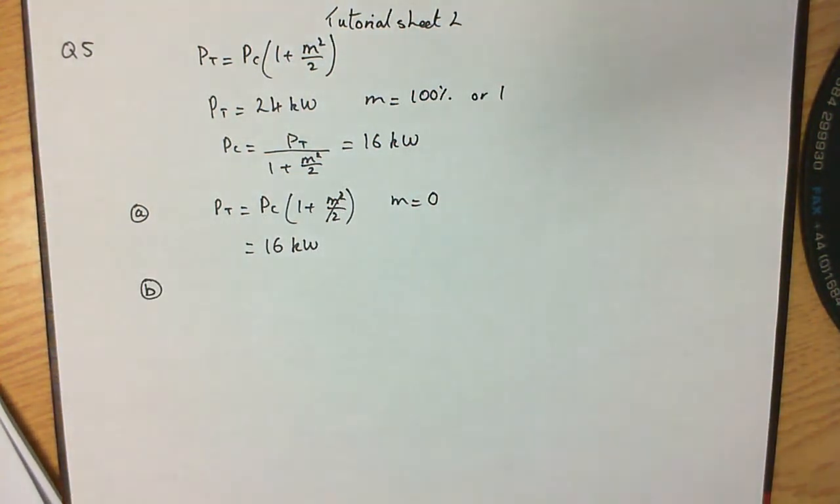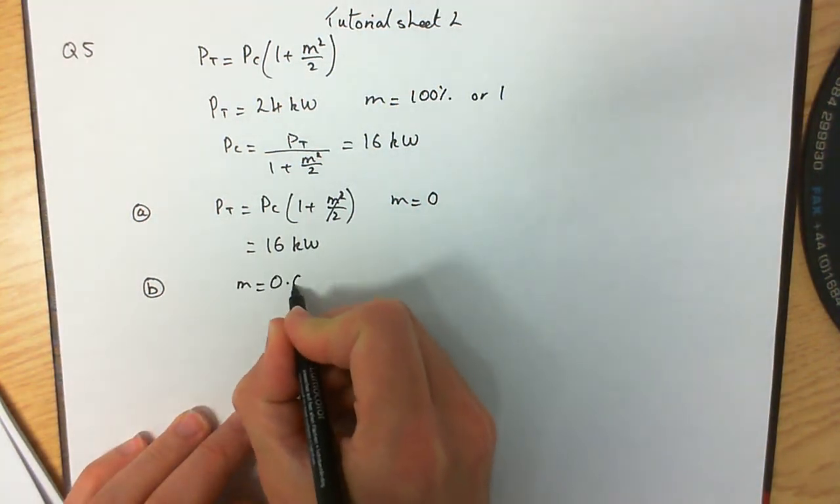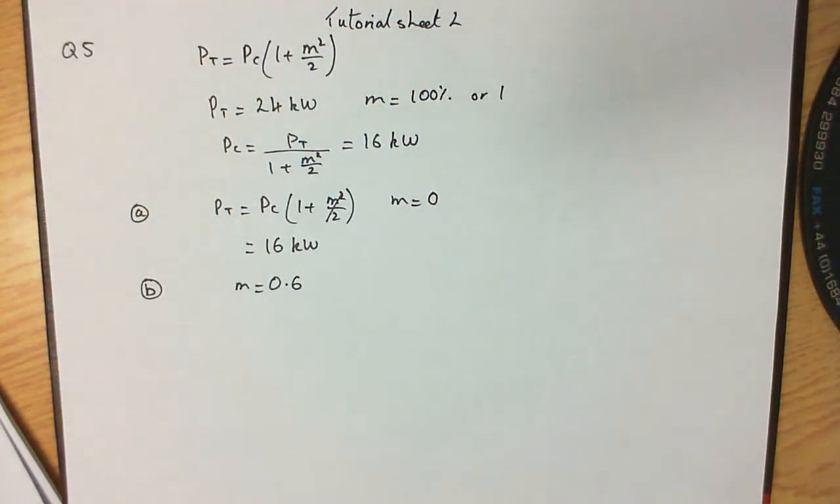Part B requires a little bit more thought. It says, after modulation to a depth of 60%, one sideband is suppressed and the carrier component is reduced by 26 dBs. Okay, so first of all, the modulation index is 0.6. That's the first bit of information.